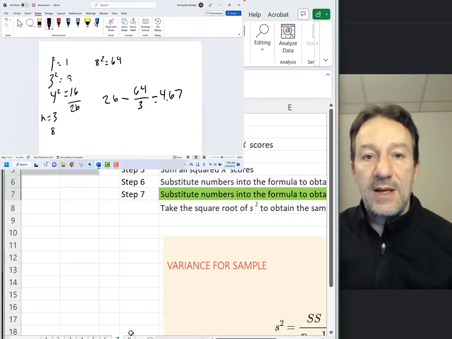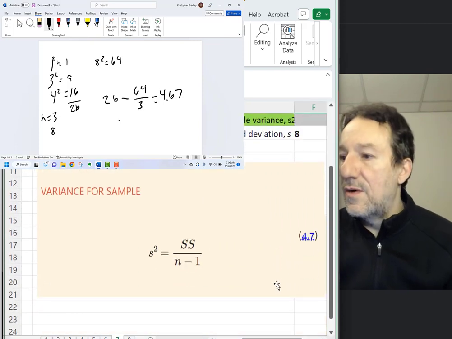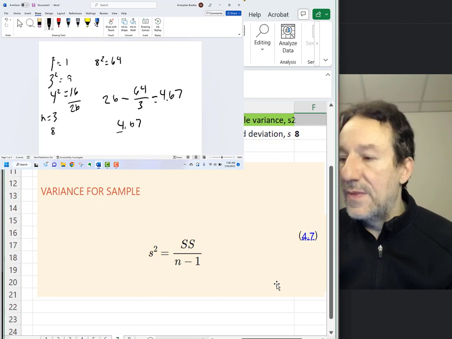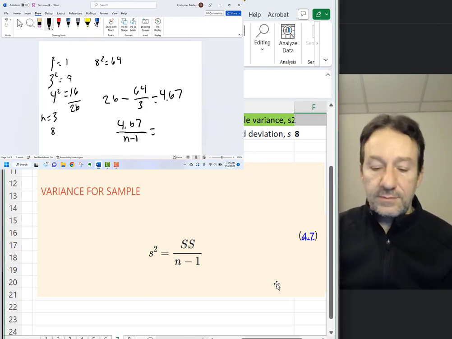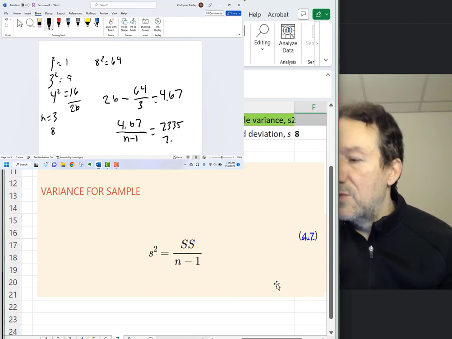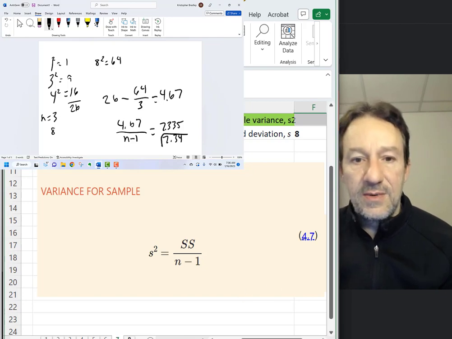We're going to take that number then, and we're going to get the variance. So 4.67 divided by n-1. So that's going to be 4.67 divided by 2. We get 2.335. Let's go ahead and round that to 2.34, and then we will take the square root. That's the last step right here.